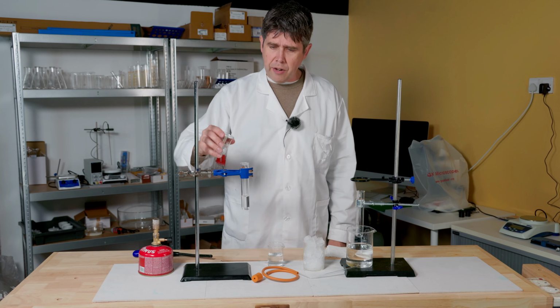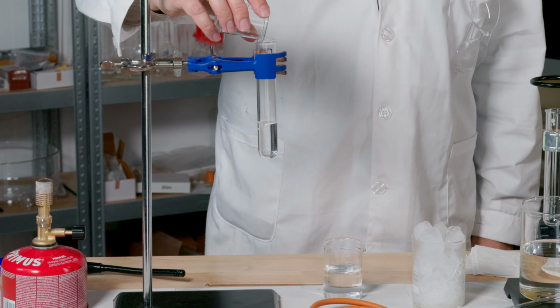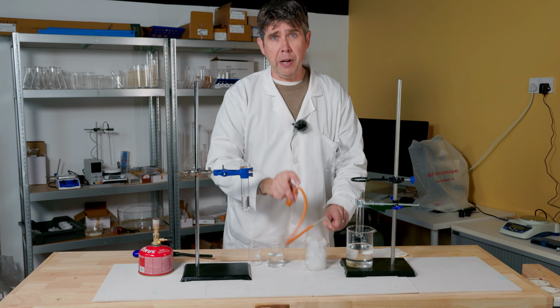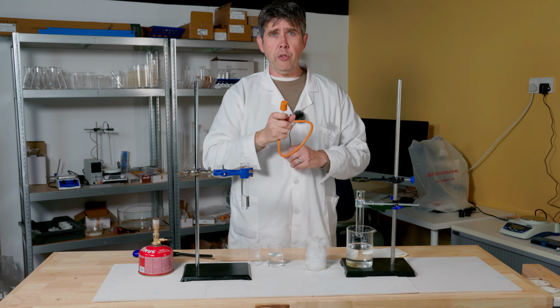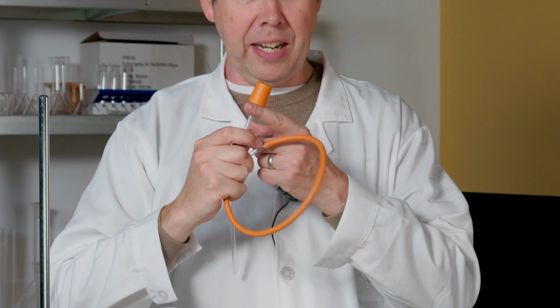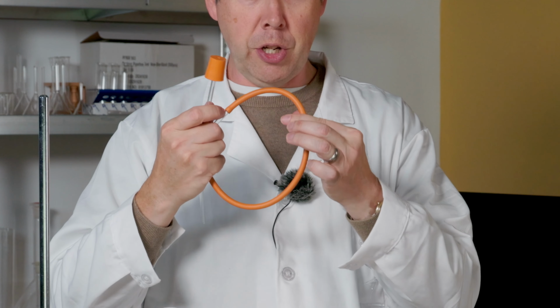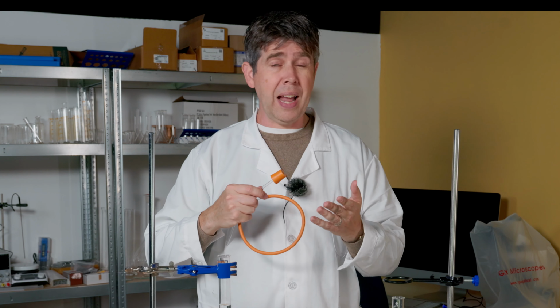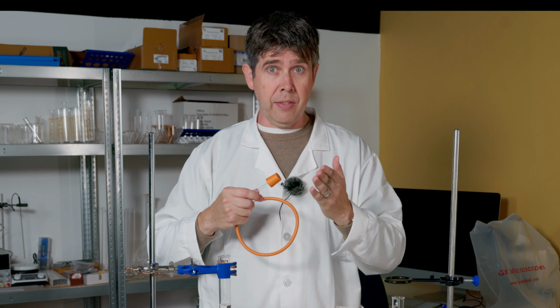Again, I'm going to add a few anti-bumping granules, and then I'll put this bung in the top, which is already connected to a little glass delivery tube and some rubber tubing. If you were assembling this yourself in the lab, you'd need to be very careful not to break the glass tube, as cuts from broken glass present one of the biggest hazards in this experiment.